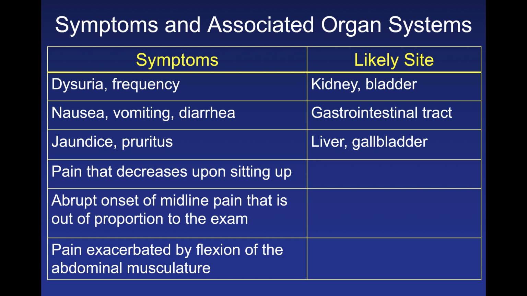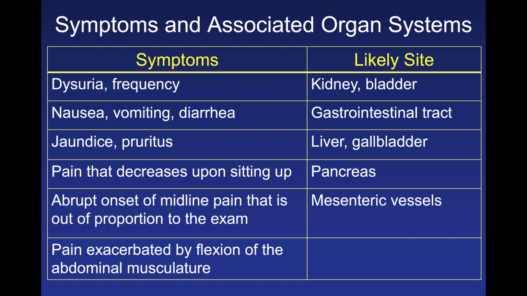Pain that gets better when someone stands up is almost always pancreatic pain, so think about the pancreas. And an abrupt onset of pain in the midline that is completely out of proportion to the exam should make you think about ischemia, specifically the mesenteric blood vessels. So look for risk factors around cardiac dysrhythmias or embolic disease that may be causing that as well, and think about a serum lactate as a diagnostic test.